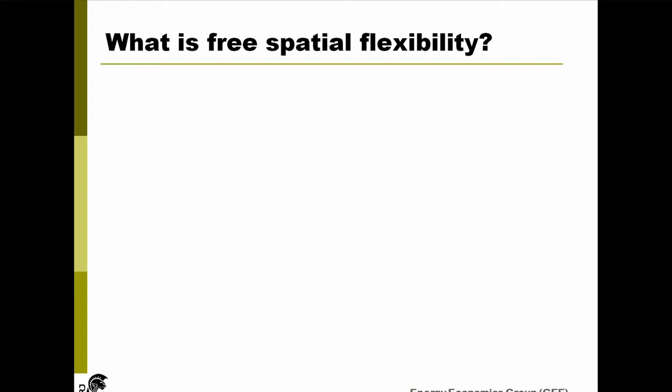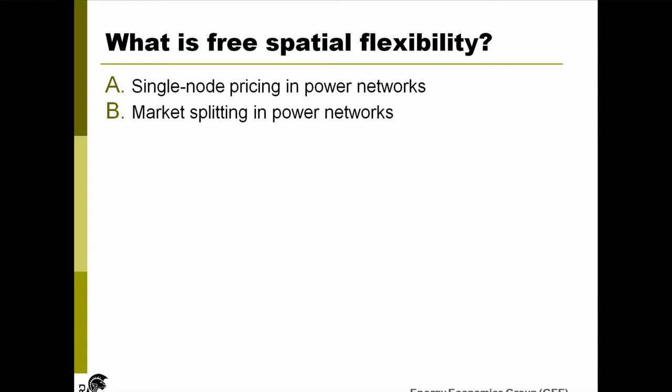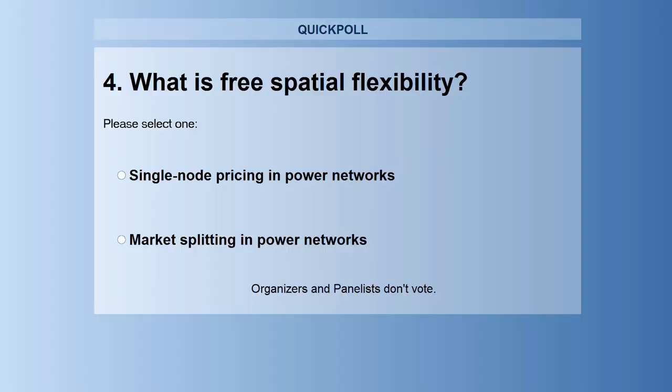Again, to link this free spatial flexibility with some real-life example, I want to ask you which is free spatial flexibility of these two options. I'm going to launch another poll. Last one today, I promise. So again, you have to choose between these two options. The single node pricing in power networks is a pricing system where all consumption and production points in the network have the same price. Market splitting in power networks is an algorithm to calculate different prices depending on where the congestion in the power network is. I am going to give you a couple more seconds.